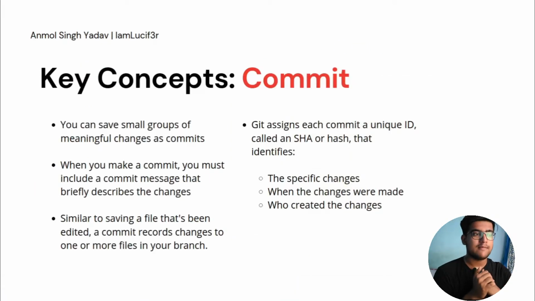Alright, so right before getting into the practical, I want you to understand some of the basic concepts of GitHub, like what is a commit and what is a branch. A commit, you can look at as a small group of meaningful changes. Like when you save your project, you are committing some changes. Also, let me tell you, each time you commit, Git assigns a unique ID called a SHA or hash that identifies the specific changes, when the changes were made and who created them, so that you can track down the changes that have been happening in your project.